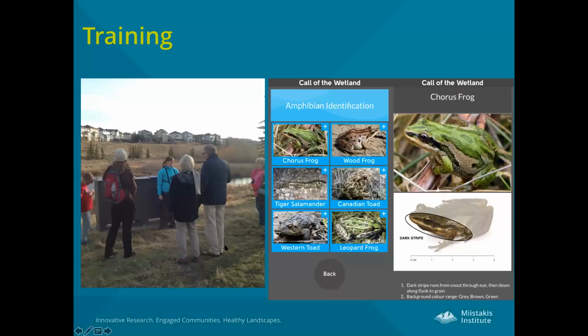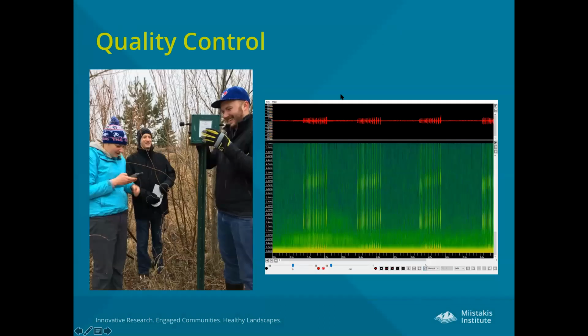And so this is just an example of how we've built training into a lot of our citizen science programs. This is our Call the Wetland program coordinator out there training volunteers. We also build different identification guides and keys into our mobile apps so people can see the different species that they're supposed to be identifying. We've also built in quality controls. We've done testing where we put out acoustic monitors so we could compare what the acoustic monitors were recording versus what citizen scientists were telling us they were hearing.